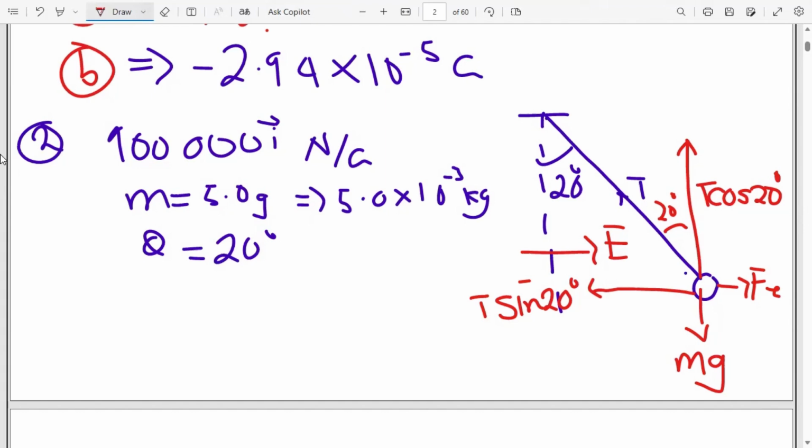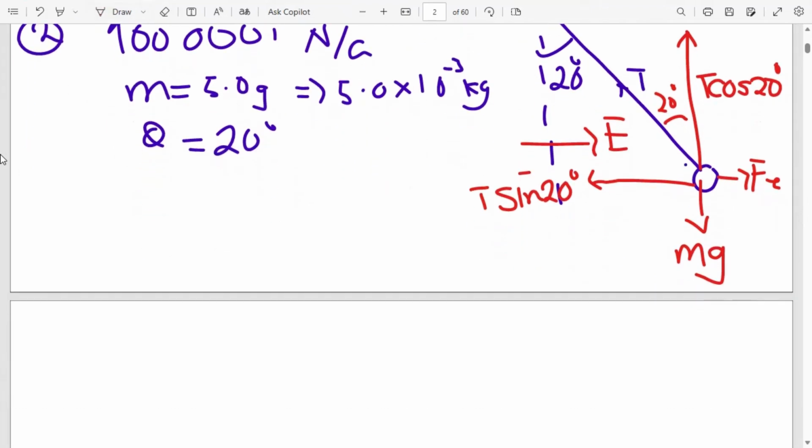So what are we going to do? We're going to consider the forces in the x and y axes respectively, since we know they are all at equilibrium. The electric field is causing this point charge to be suspended at an angle of 20 degrees, just like that, just the free body diagram.